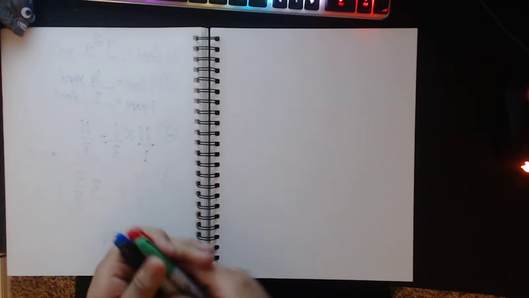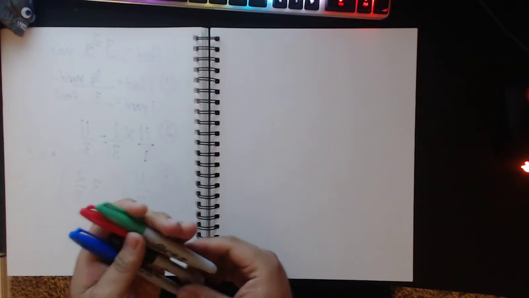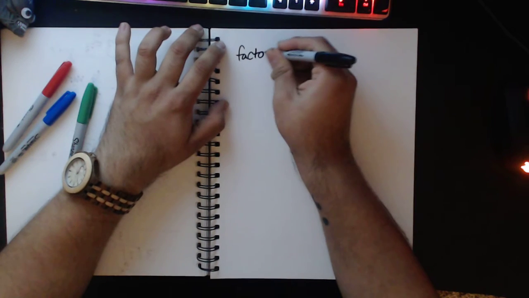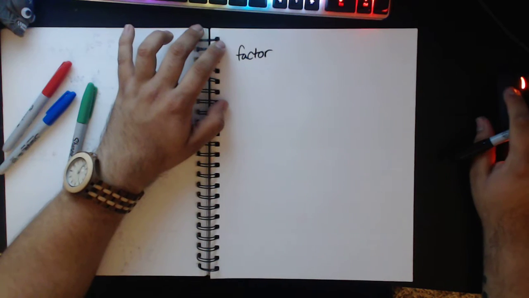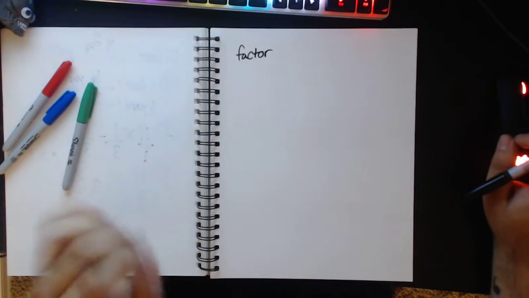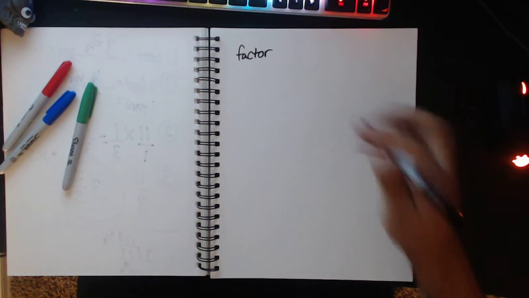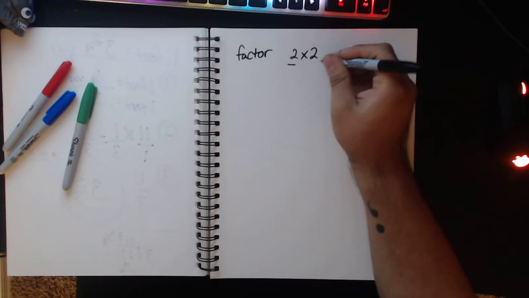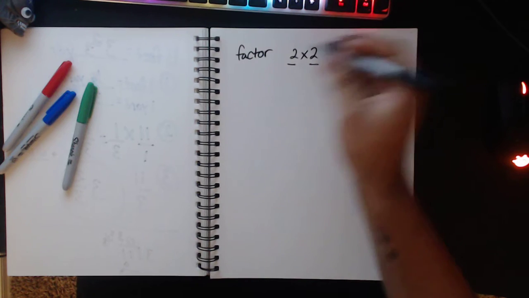Hello class. We are going to be comparing the size of the product versus the size of the factor in this lesson. Well, first we have to know what a factor is. A factor is the numbers that are waiting to be multiplied, such as the example 2 times 2. That's one factor, that's two factors.